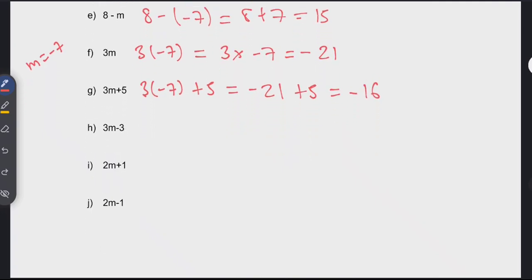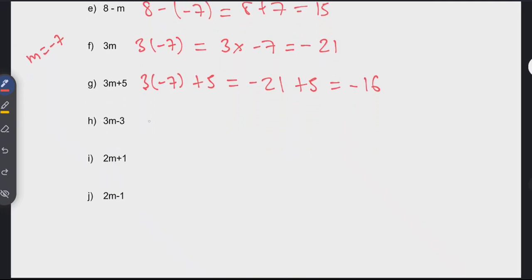Okay. What about 3m minus 3? Well, that's going to be 3 times minus 7 minus 3. So what's 3 times minus 7? Well, it's minus 21 minus 3. Taking away from a negative is going to get more negative. Minus 24.